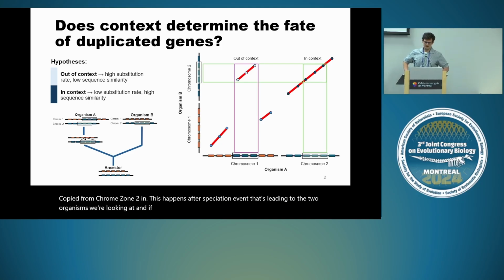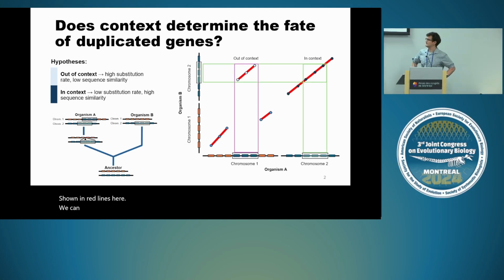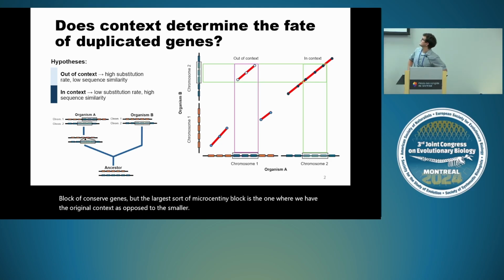And if we line up these two genomes and draw a dot whenever two protein coding genes are homologous, and we look for conserved gene order, shown in red lines here, we can see that the largest block of conserved genes, or the largest microsynteny block, is the one where we have the original context, as opposed to this smaller block, which I've labeled as out of context. So this is for the 3 genes highlighted there in organism B.